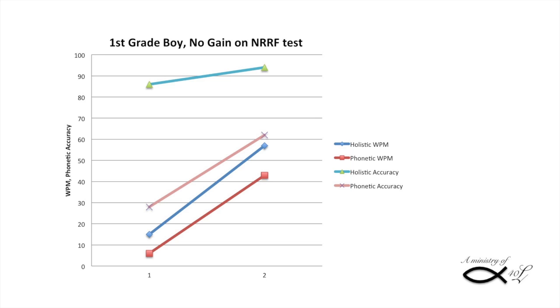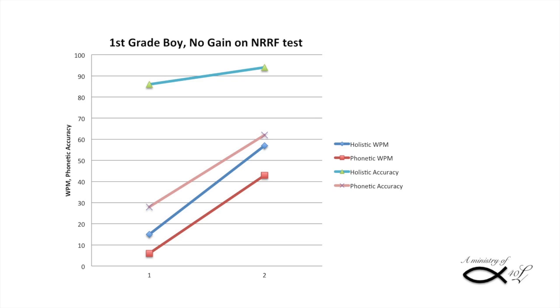Some first grade students have either not learned all the phonics they need or have not learned it well enough, and so they'll begin with really low words per minute rates and really low accuracy. The student started out reading holistic 15 words per minute and ended up 57 words per minute, while improving his accuracy from 86 to 94%.